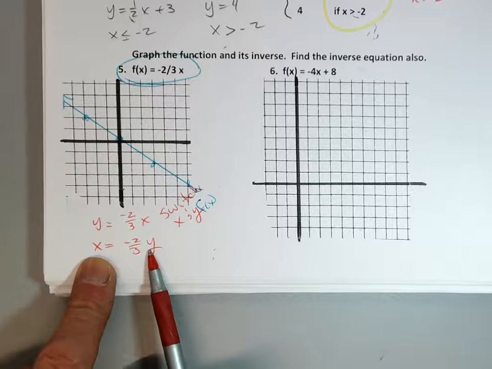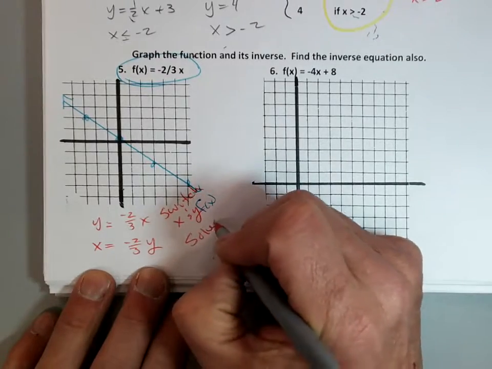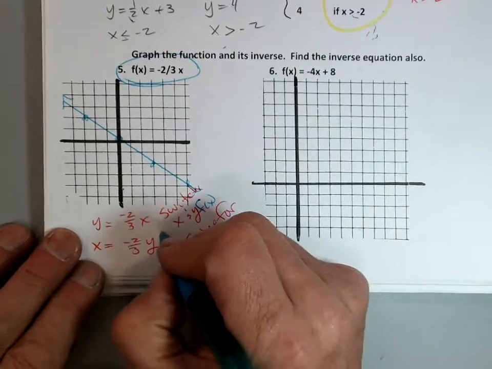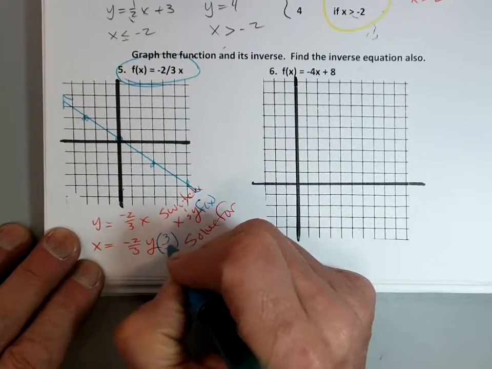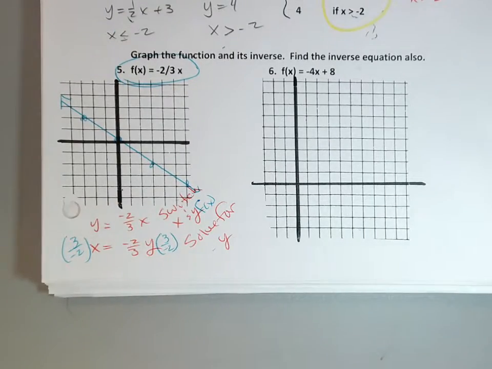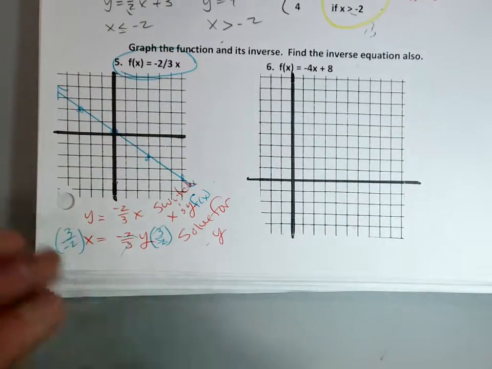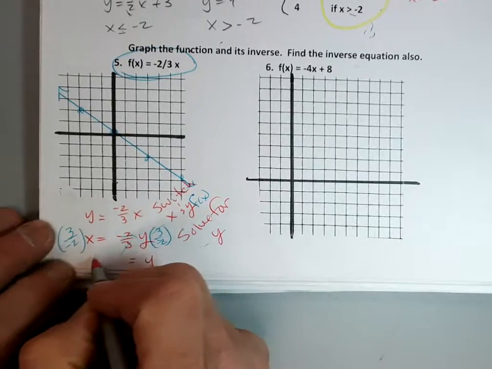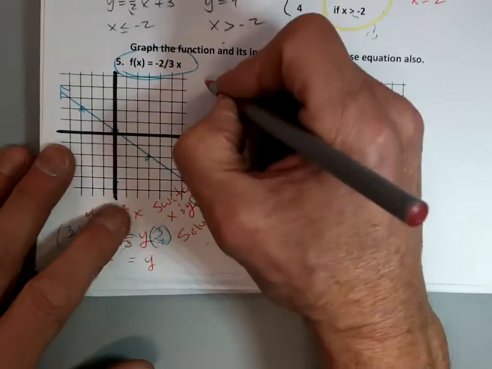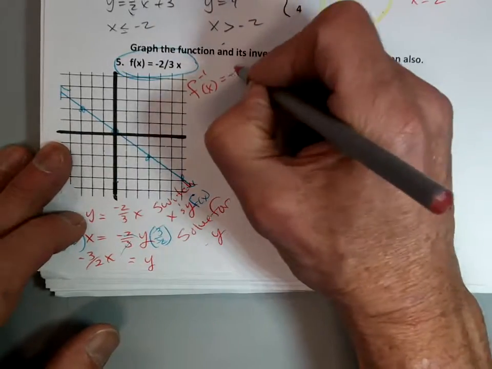Celeste, how am I doing? Am I doing okay? Now, let's just solve. I need to solve for y. So I'm going to multiply by the reciprocal. It's faster for me. I'm going to multiply by 3 over negative 2. I'm going to multiply the reciprocal. It's the quickest way to solve this. So my inverse is going to be this. Cancel, cancel, cancel, cancel. I'm going to have y equals negative 3/2 x. And that's the inverse. So my inverse equation is going to be f inverse of x equals negative 3/2 x.